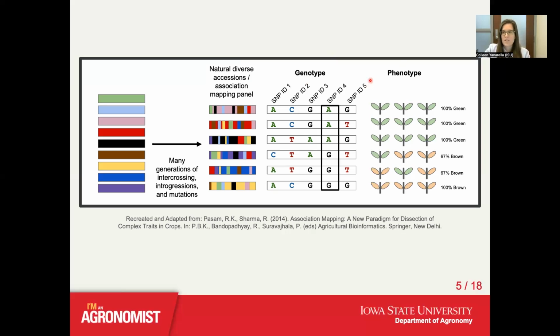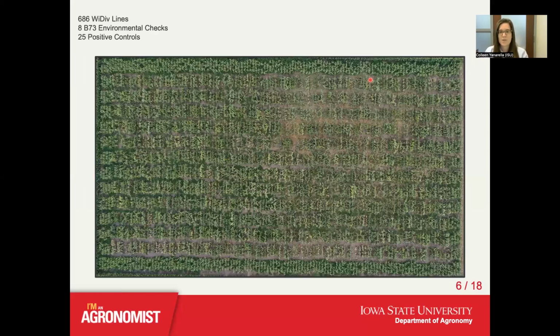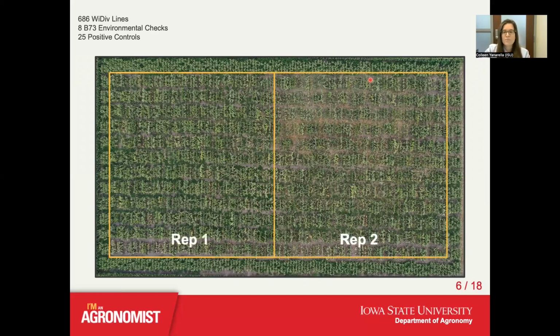The diversity panel that we used was the Wisconsin Diversity Panel, and this is a drone shot above our field from last year. We planted the Wisconsin Diversity Panel in 2 reps, Rep 1 and Rep 2, and these 2 reps were randomized independently of each other. There were 686 Wisconsin diversity lines, 8 B73 environmental controls, and 25 positive controls in each of the reps.